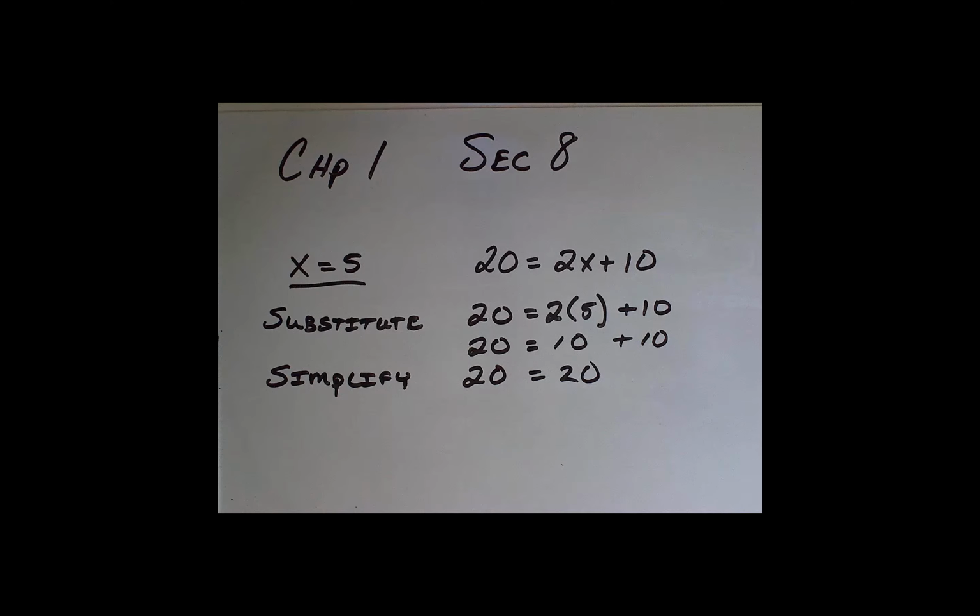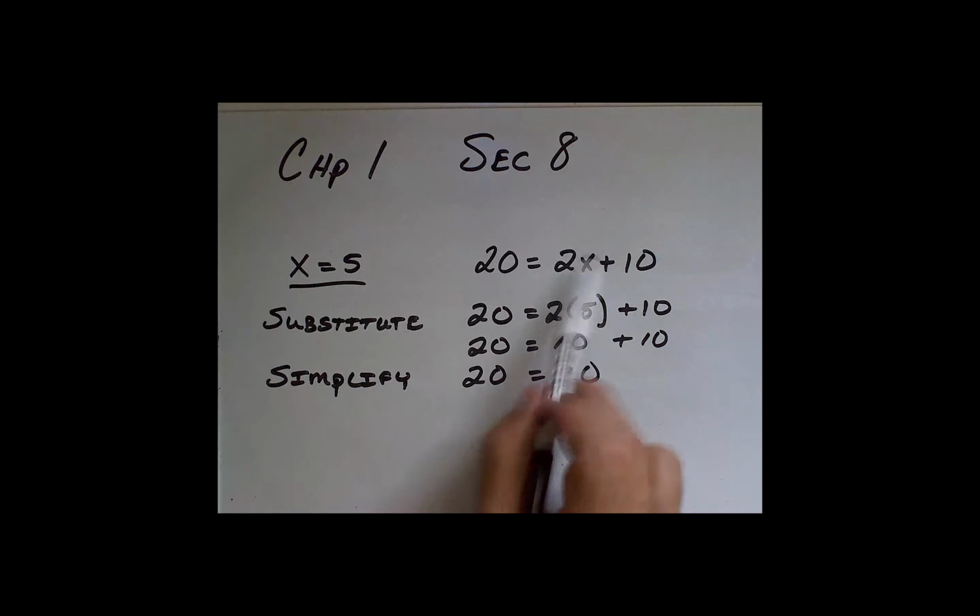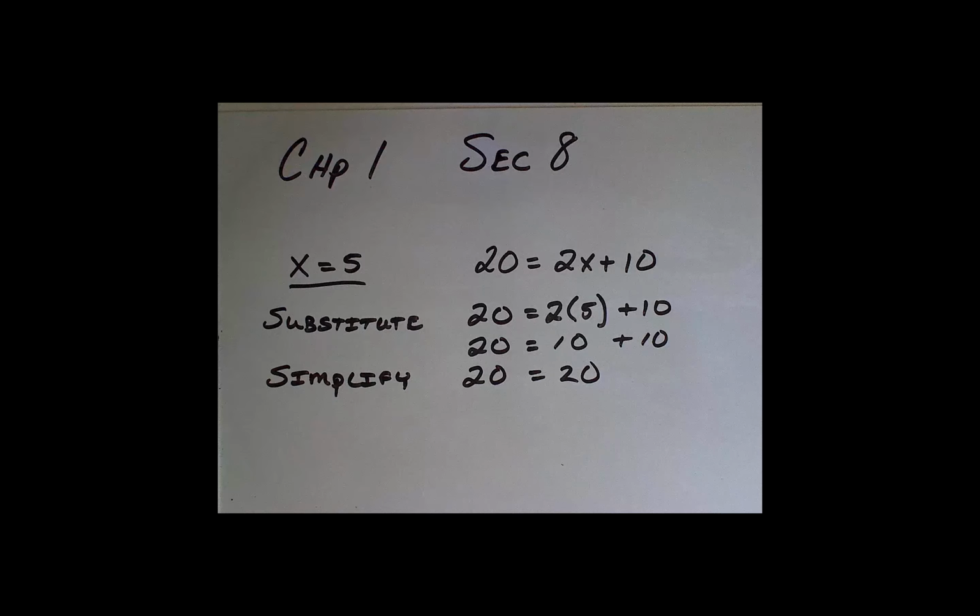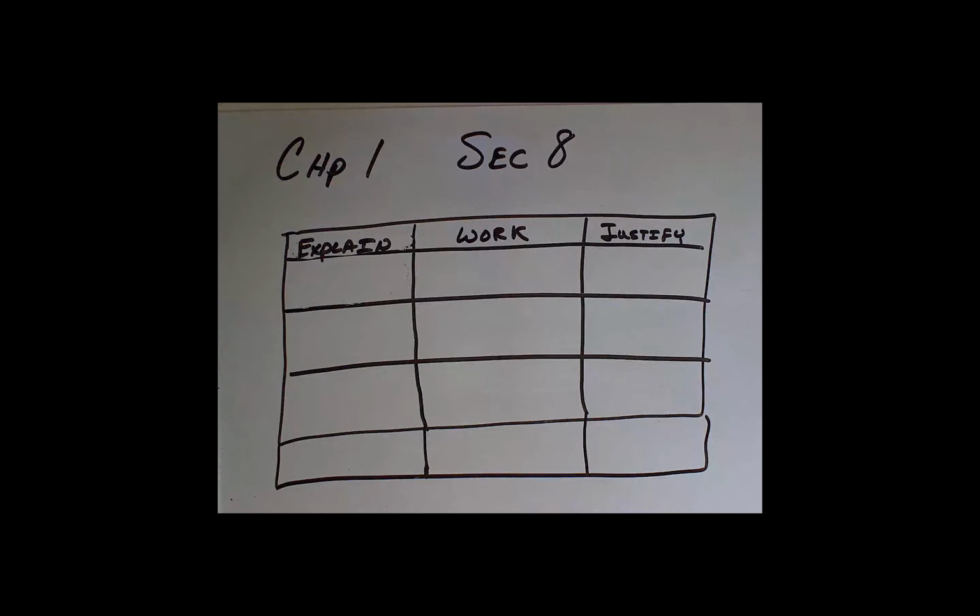We're going to take an equation, substitute in the variable x for whatever we say that number is, and simplify this down to find out if this is true. If 20 equals 20, or if the numbers equal each other, then we know that the variable we put in is the correct variable. If these two are not equal to each other, then we know that this variable is not the correct variable.